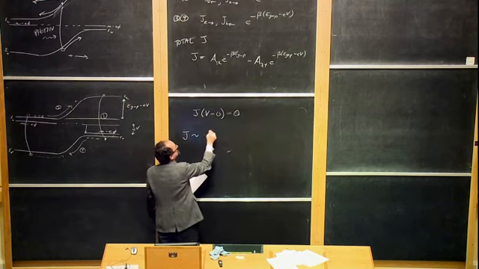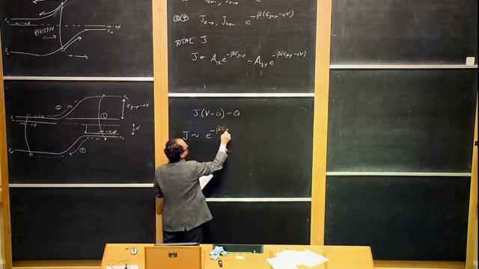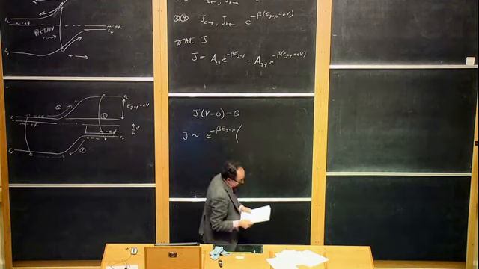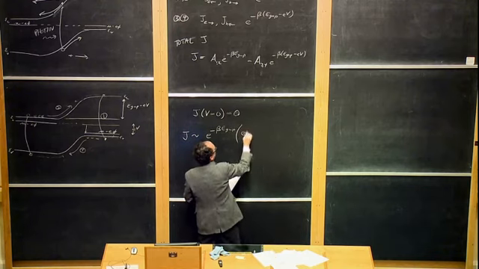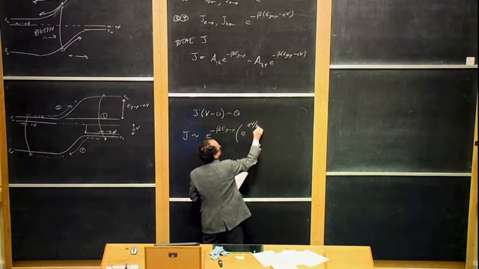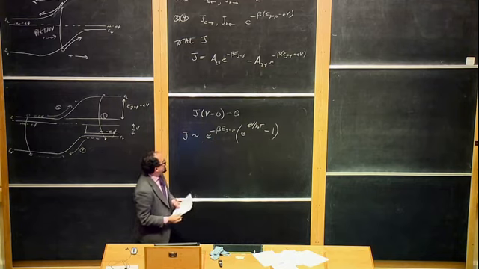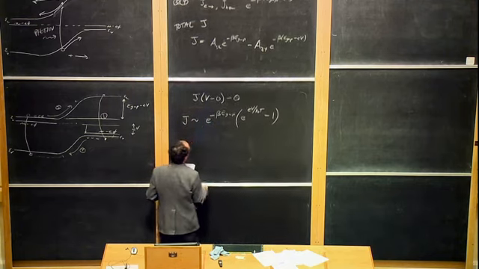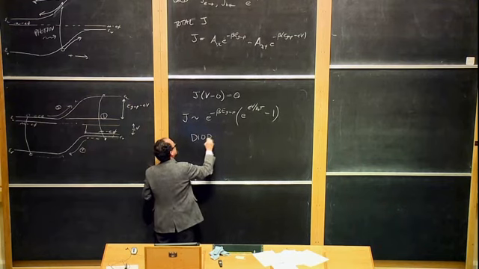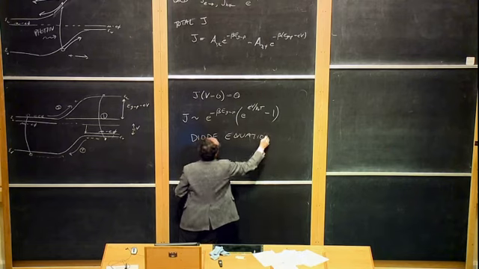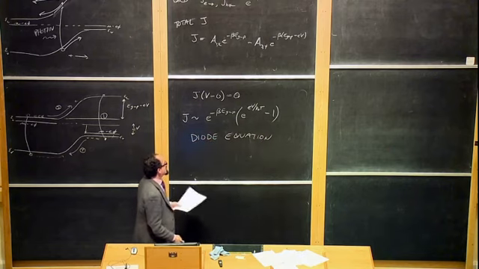So J is proportional to e to the minus beta E gap, factor that out, times e to the EV over KBT, that's beta EV, minus 1. Okay? So this is what's known as the diode equation. The p-n junction, or the rectifier, is sometimes known as a diode.